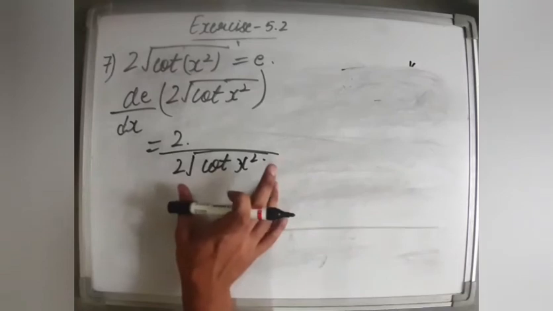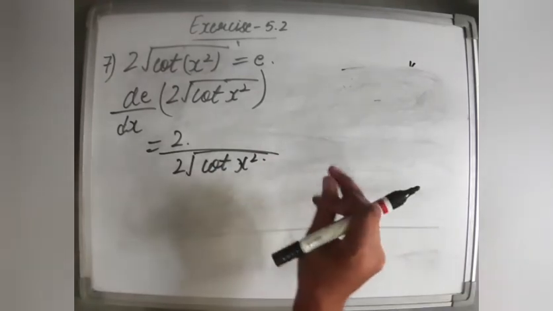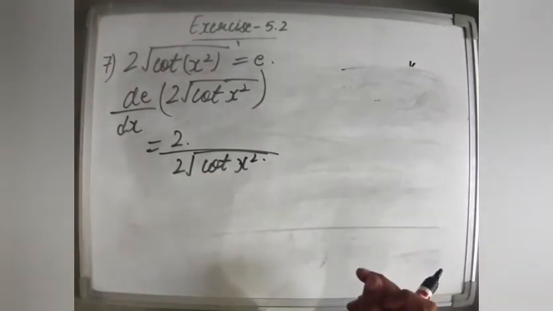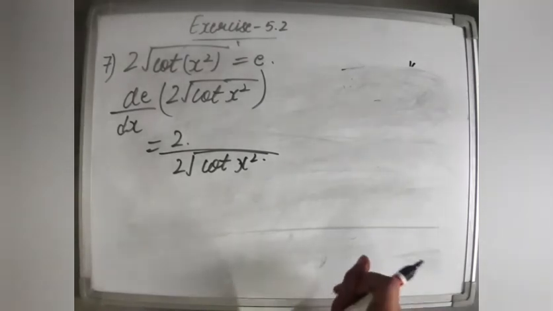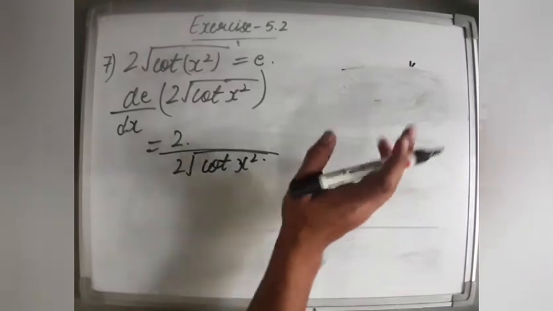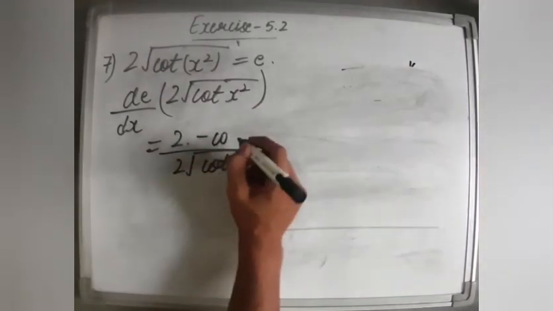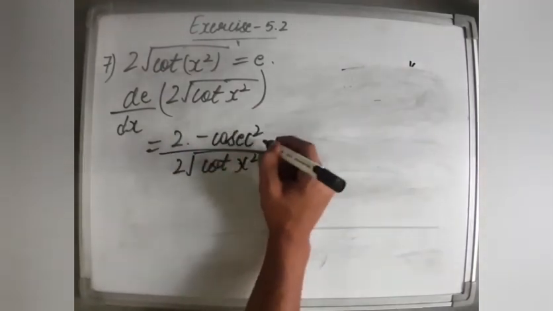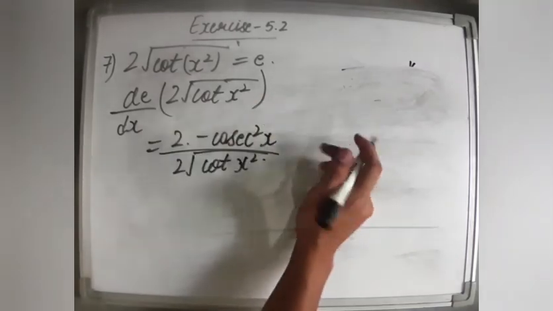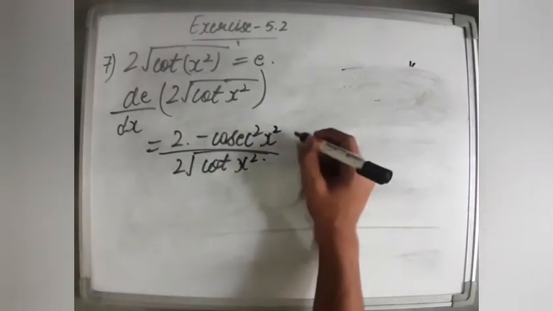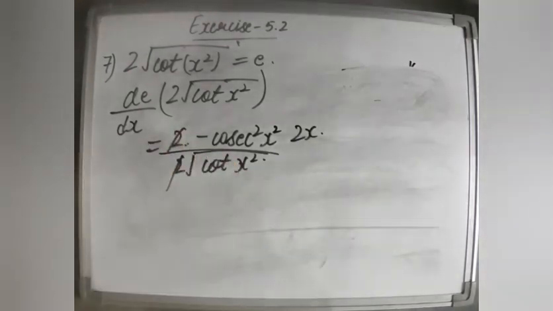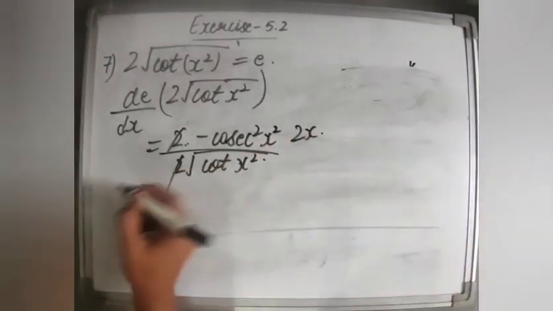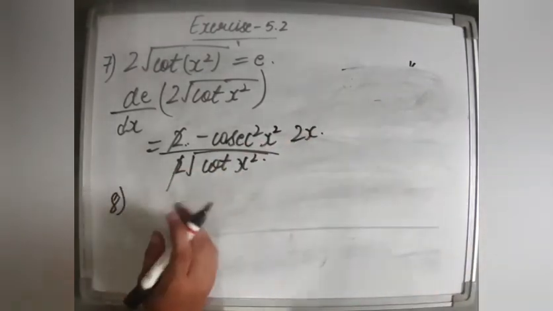Now differentiate cot x. What is cot x differentiation? Just have a look in your mind. What is differentiation of cot x? Cot x differentiation is minus cosecant square x, and x square differentiation is 2x. So this was our question seventh. Okay, now let's have a look at our eighth question and the last question of this exercise.